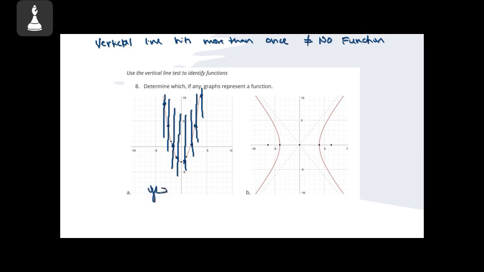When I try to do that on B, and I draw it here, I hit it twice. If I draw it here, I hit it twice. If I draw it here, I hit it twice. It doesn't matter that if I draw it right here, I only hit once, because at other places on the graph, I have hit it twice. So because I've hit it twice, that means that x value has two different y's, a positive and a negative. So we do not have a function.